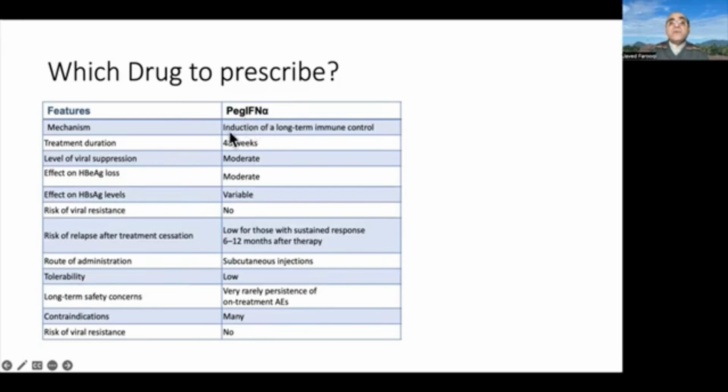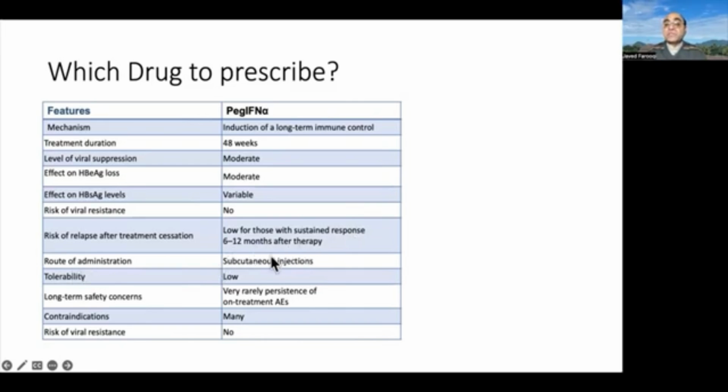Pegylated interferon alpha, its mechanism is that it causes induction of a long-term immune control. It is given for 48 weeks of therapy. Level of viral suppression is moderate. Effect on the HBe antigen loss is moderate. Effect on the HBs antigen level is variable. Risk of viral resistance is not there. Risk of relapse after treatment cessation is low for those with sustained response 6 to 12 months after the therapy.